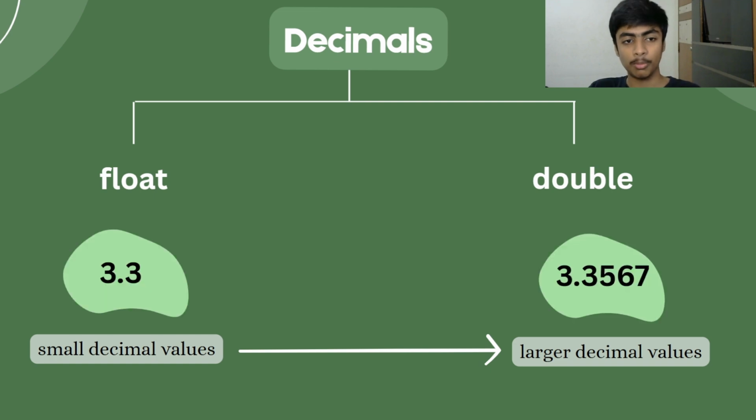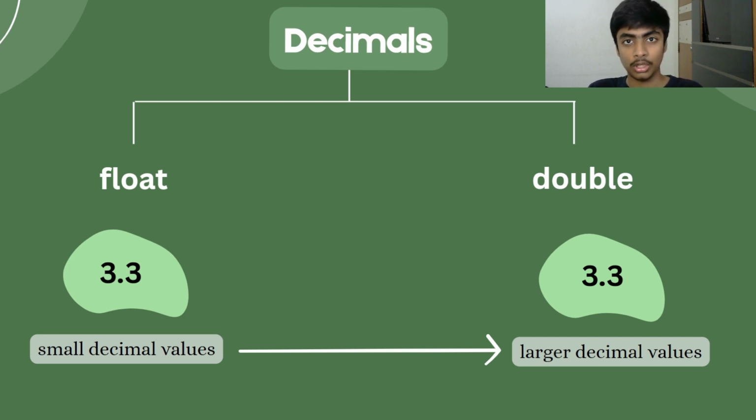So something like 3.3 could be called a float because it has a lesser number of digits after a decimal point. However, something like 3.3567 is called a double because it has a larger number of digits after a decimal point. But this doesn't mean that something like 3.3 is not a double. 3.3 could also be called a value of the double data type. So then we have a question. If 3.3 could be considered both a float and a double, how do we distinguish between a float and a double?